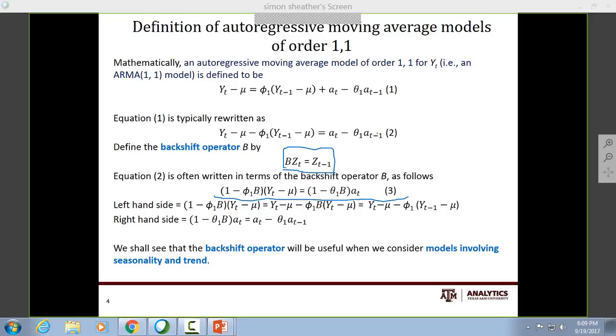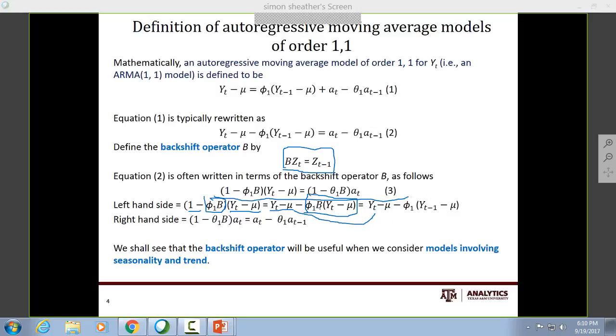It looks weird, but let's actually do it. Let's look at the left-hand side: 1 minus C1 B times Yt minus mu. We're going to take the 1 piece and multiply that by Yt minus mu. That's going to give us this piece. And then we're going to multiply the C1 B by Yt minus mu, and that's going to give us this piece here. Everybody good? So Yt minus mu stays Yt minus mu.